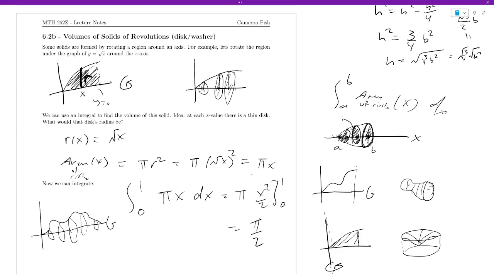So this whole method is called the disk method. These things, they're calling them disks. I was calling them circles, sort of the same thing. We're breaking it up as a bunch of circles, disks.